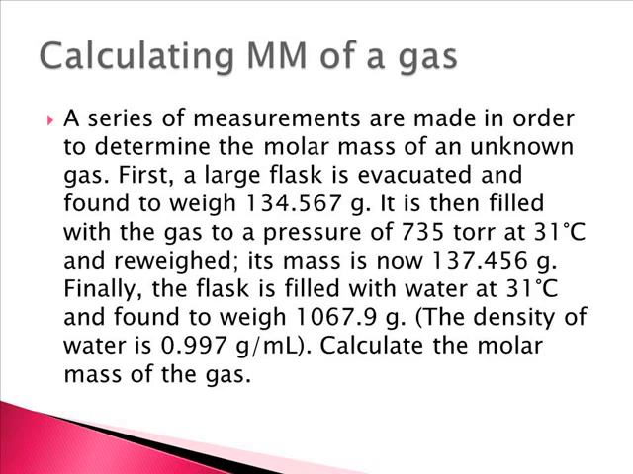This problem is exactly what you did in the lab. They take a large flask, they completely emptied it out, completely empty. The flask weighs 134.567, fill it with the gas, and it weighs now 137.456. We've got a pressure, we've got a temperature, we've got a mass of the gas, and just subtract the empty flask from the now full one. Fill it with water to find out the exact volume. And now we've got PV = nRT. We can find the molar mass. This is the exact same calculations in the lab. Give this one a try. We'll go over it in class tomorrow.